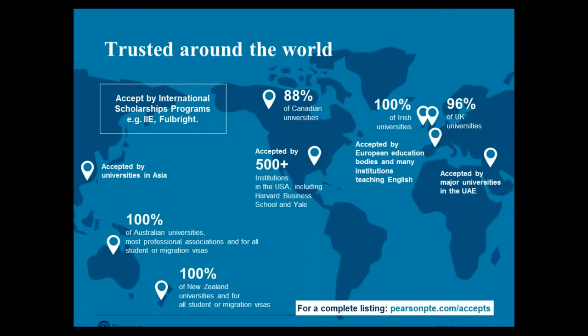PTE Academic can be used globally. In the USA, there are over 500 institutions that accept PTE Academic, including Harvard Business School and Yale. It is also accepted by the Fulbright scholarships, 88% of Canadian universities and 96% of British universities, and by the Chevening scholarships. It is also accepted by all Australian universities, the Australia Awards scholarships and all Australian visas, and all New Zealand visas and 100% of its universities.